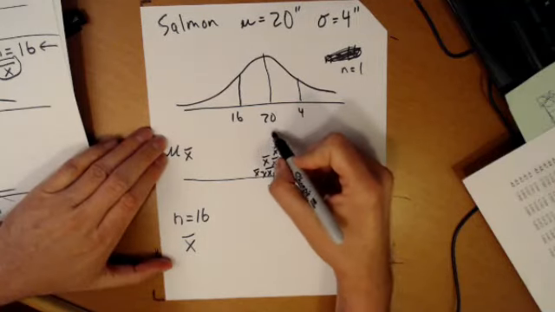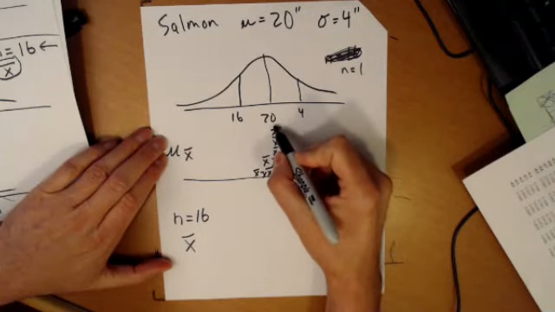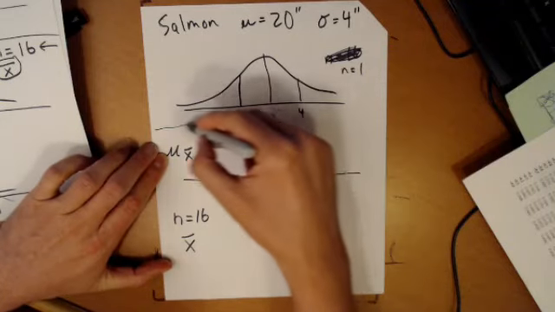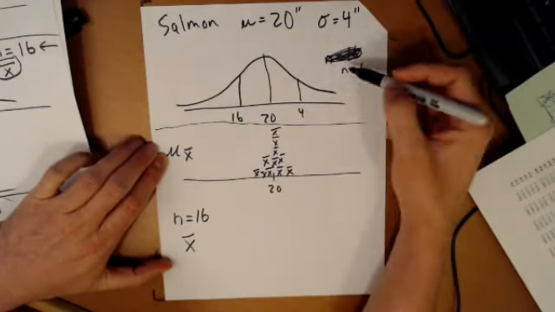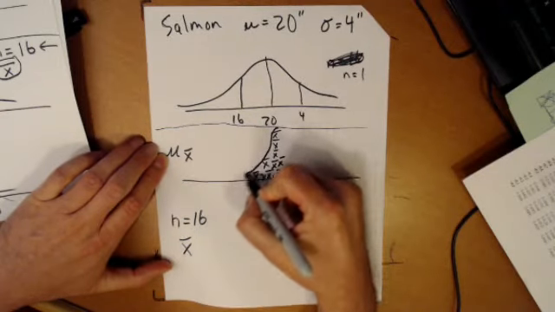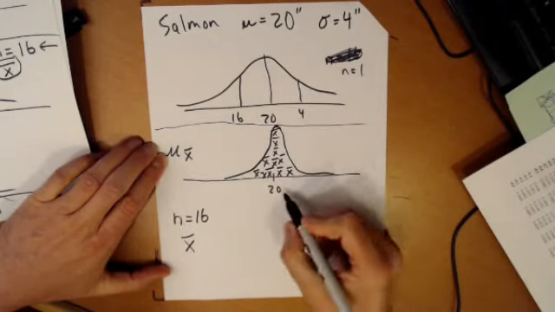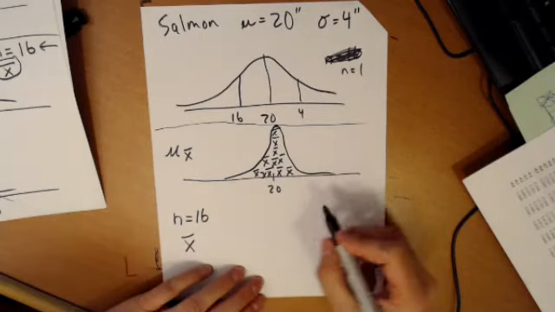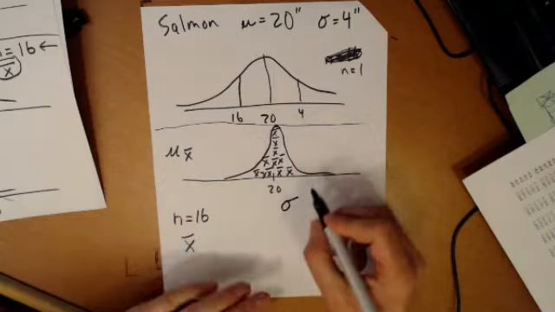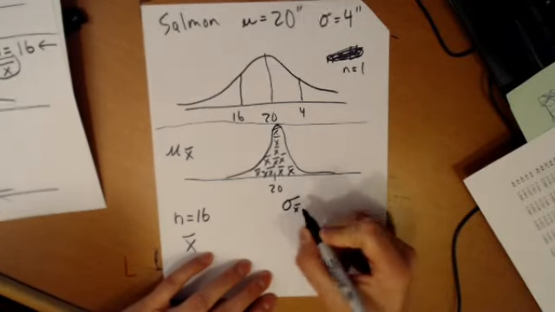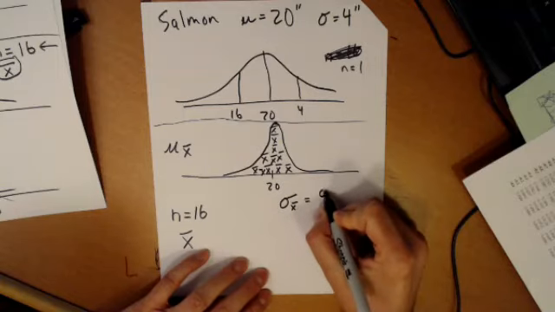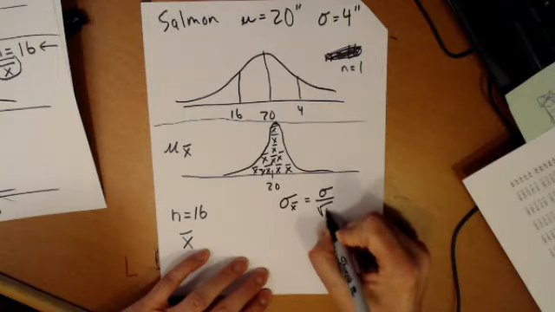But you'll notice what's happening is that the bell curve is going to be centered around 20, just like our original situation. But notice that the bell curve is going to get all squishy because everything's clustering around 20. You'll notice that the standard deviation has changed. It's gotten all squished together. So our new standard deviation, the standard deviation of our X bars, is just sigma over root n.